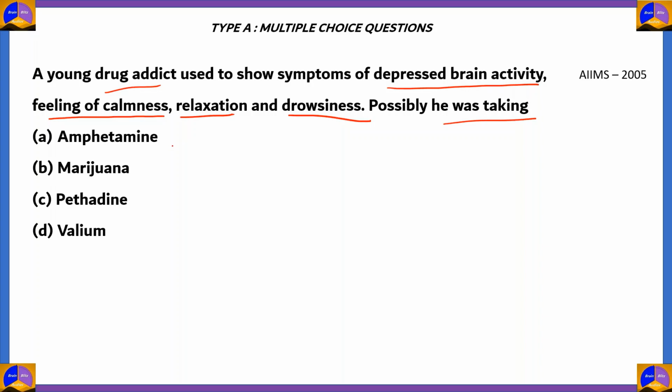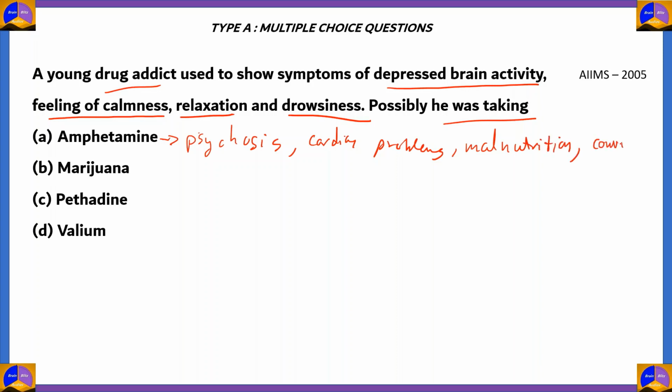So let's look at option A, amphetamine. Amphetamine causes psychosis, cardiac problems, and then it also causes malnutrition, as well as convulsions. Now, none of these are found in the young drug addict because he shows a different sort of symptoms. So option A is incorrect. These aren't the right symptoms.